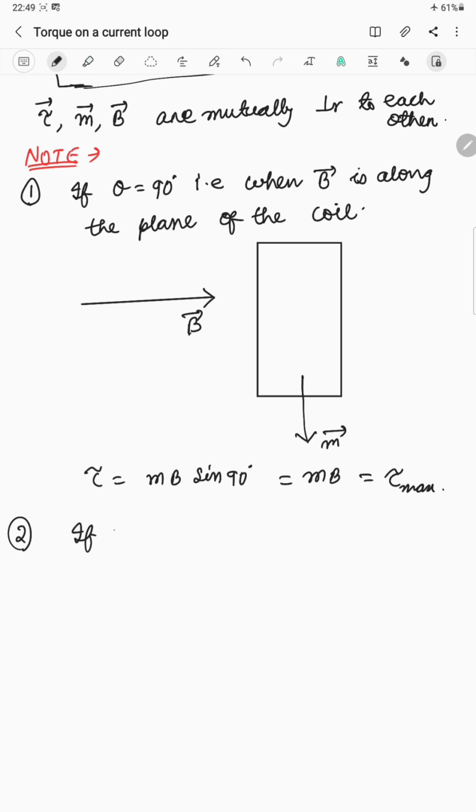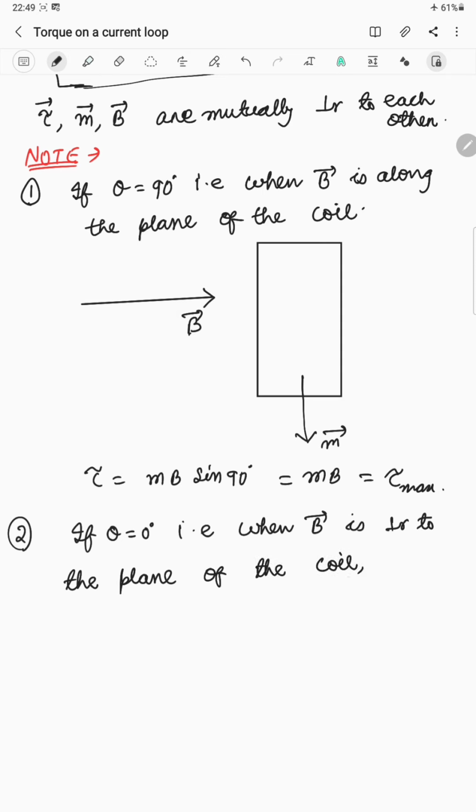Okay, the second one. If theta is equal to 0 degree, what does it mean? Theta is 0 degree, that is, when the magnetic field is perpendicular to the plane of the coil. At that point of time, what will be the diagram? If I draw it, it will be something like this. Let me draw it again, redraw it.